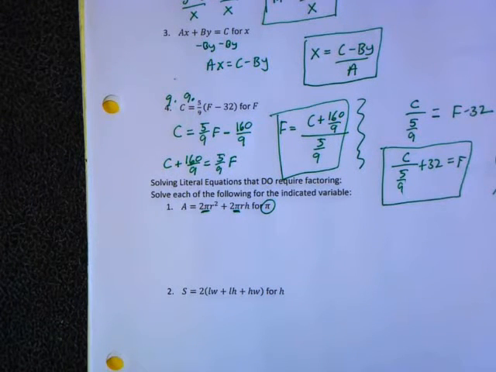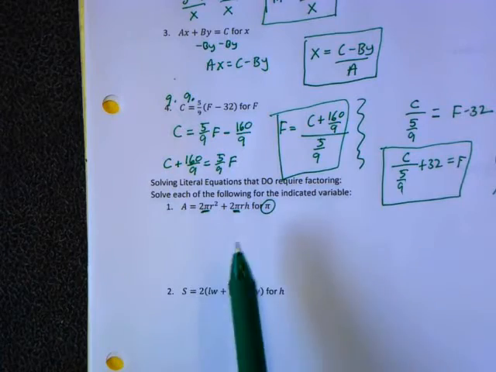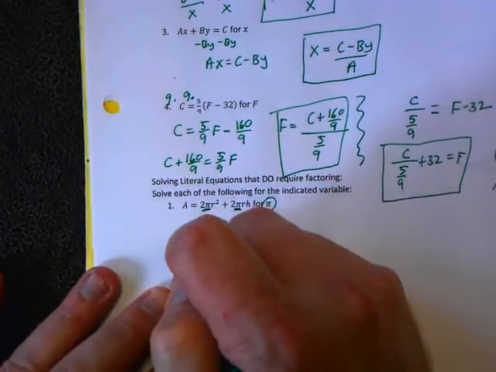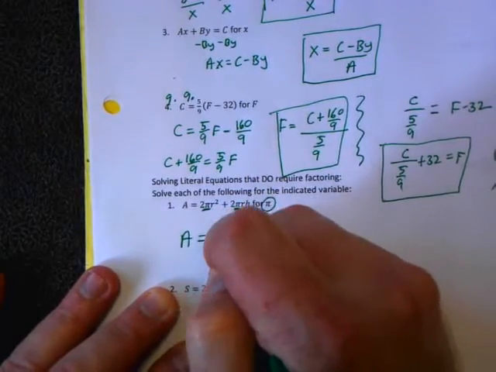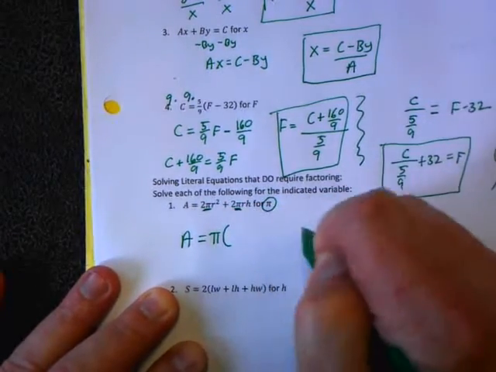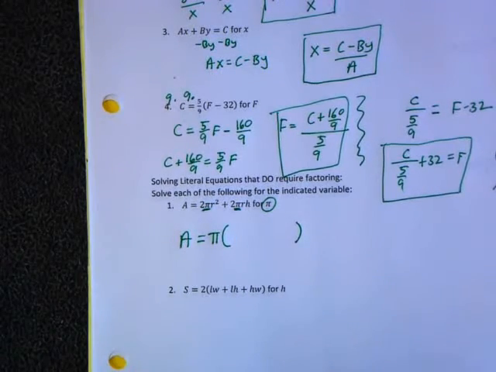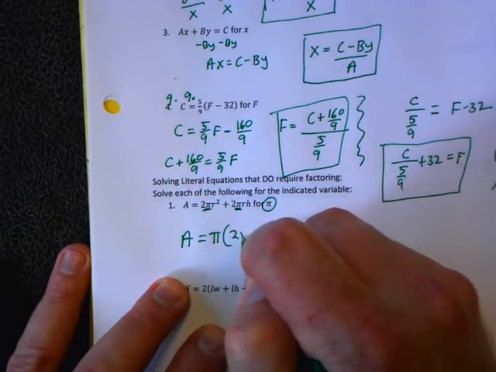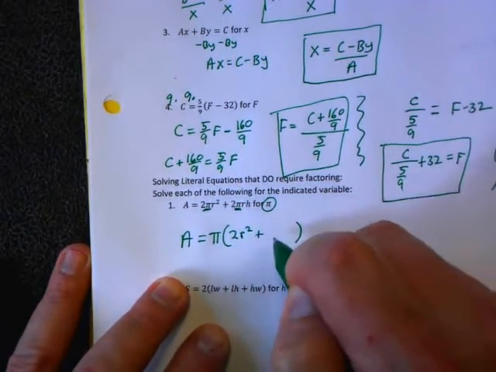What do I mean by factor? Take out your common factor. In this case, the common factor is really more than just the letter pi, but since we want to solve for the letter pi, we're just going to take that out. So I'm going to write A equals, I'm going to factor out the letter pi. What do I have left over when I factor out the common term of pi? 2r squared plus 2rh.